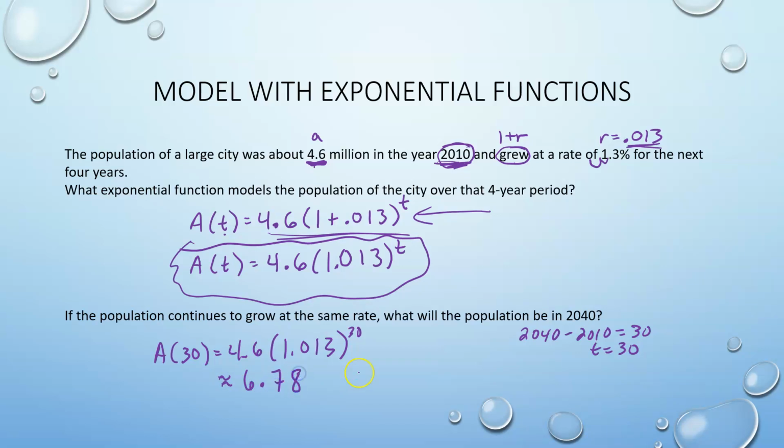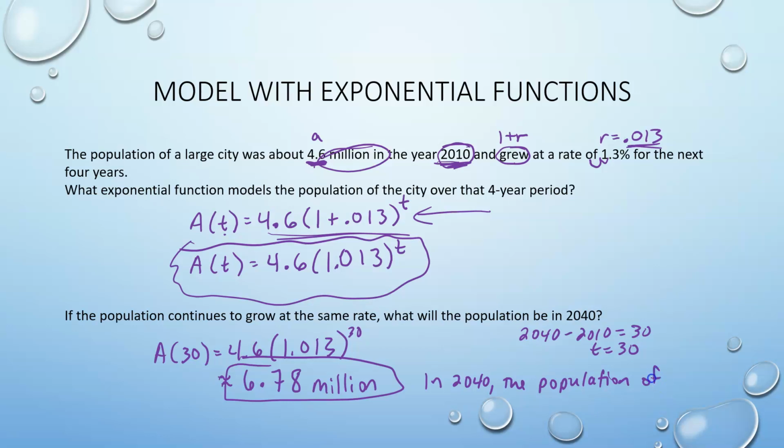So I did round, but don't forget, this was in millions, so we'd have to put 6.78 million. Otherwise, that answer doesn't make sense. Okay, so my answer is 6.78 million. So if we want to write it out as a sentence, in 2040, the population of the city will be about 6.78 million. Okay, and again, you don't usually have to type that out as a sentence in Pearson, but sometimes they give it to you as a sentence. And I'll show you later how you can make sure you know how to type this into your calculator.